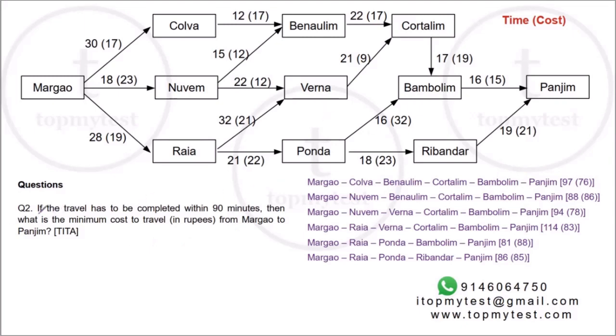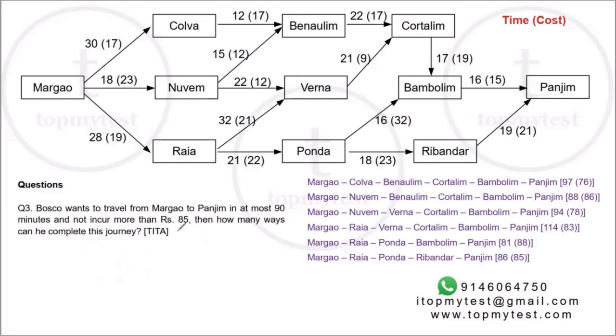Question number 2. If the travel has to be completed within 90 minutes, then what is the minimum cost of travel in rupees from Margao to Panji? It has to be completed within 90 minutes. So this is out, this is out, this is out, right? I need the minimum cost, so 86, 88, 85. 85 is the lowest. That will be your answer.